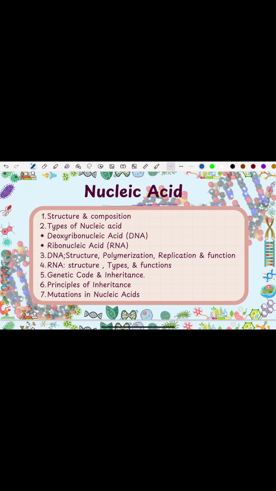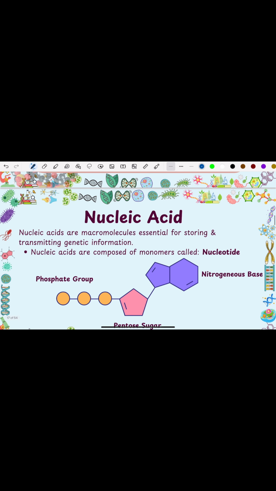In this chapter, we will study structure and composition of nucleic acid, types of nucleic acid, which is deoxyribonucleic acid, ribonucleic acid. Then we will study the DNA structure, polymerization, replication, and its function. Then RNA structure, types, and functions, genetic code and inheritance, principles of inheritance, and at the last, we will study mutation in nucleic acid. So, what is nucleic acid?